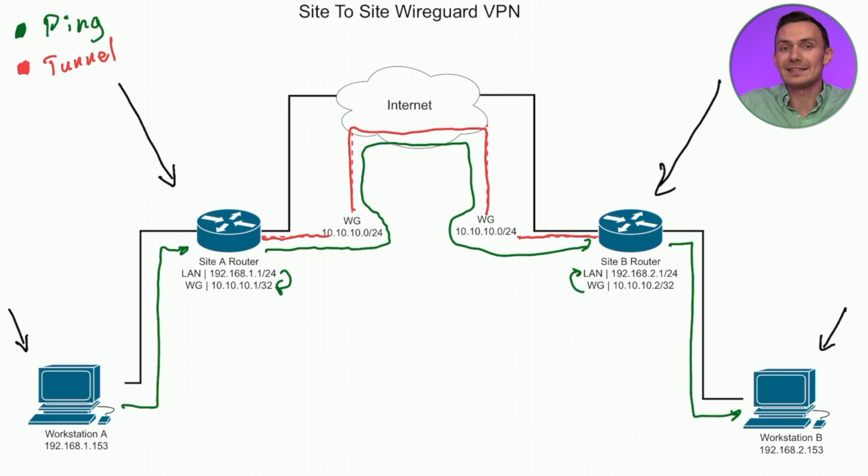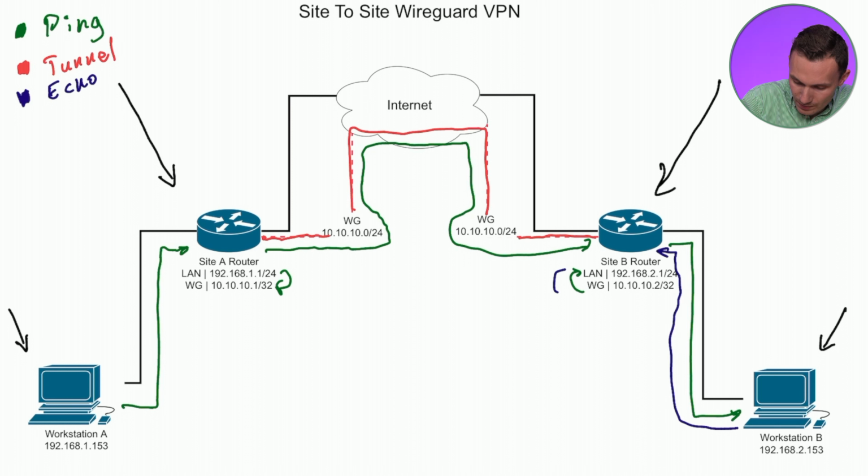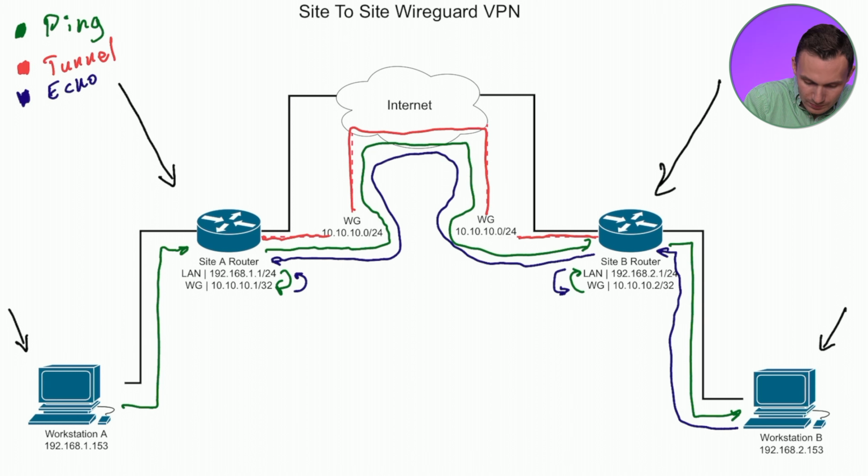Lastly, to send the ICMP echo back to Workstation A from Workstation B, the same process happens in reverse, except this time a handshake does not need to happen. Workstation B sends the packet back to Site B router, which then gets sent to WireGuard to encrypt the packet, and then sends it over to Site A router. Here the packet is decrypted, then is routed back to Workstation A, where it receives the ICMP echo. Regardless of what side the ping is initiated, it will work the same in both ways.